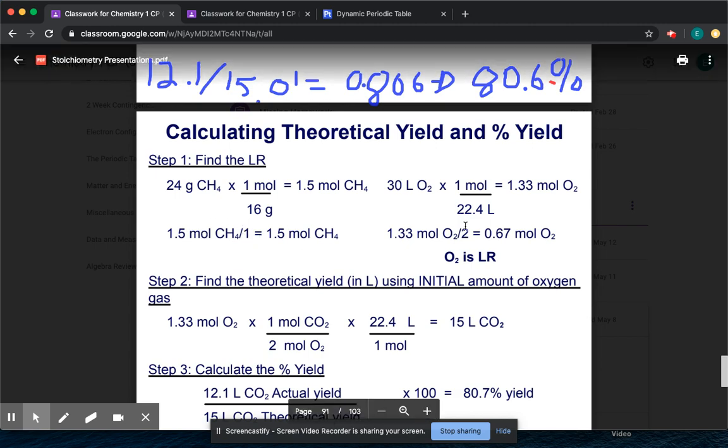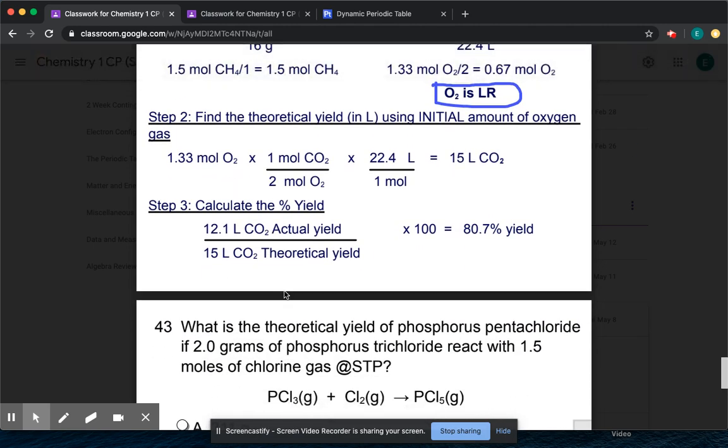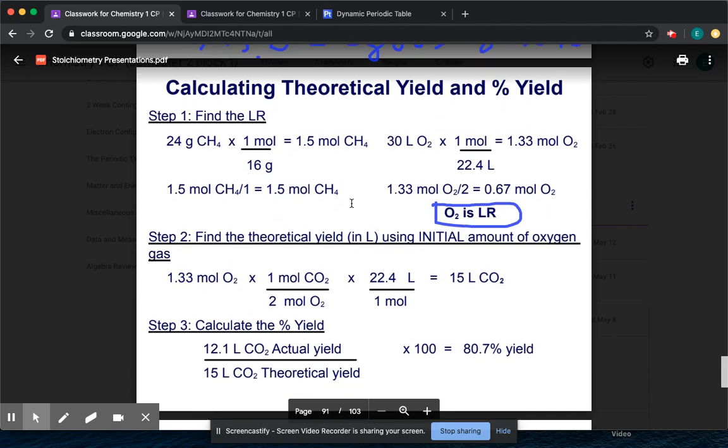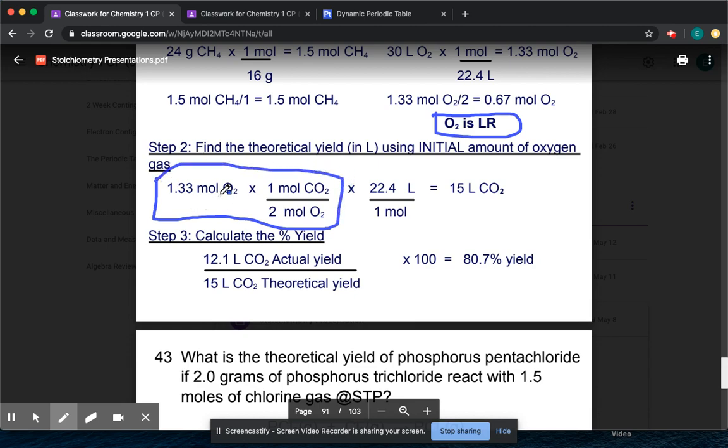They divided by the coefficients. They did that. They found out that oxygen is limiting. We did that as well. Now we're on track. Then after you find out which one is limiting, you need to convert that into the other chemical that we're looking at, the product. So they convert moles of oxygen to moles of CO2. That's what this piece is right here. This is going from moles of oxygen to moles of carbon dioxide.